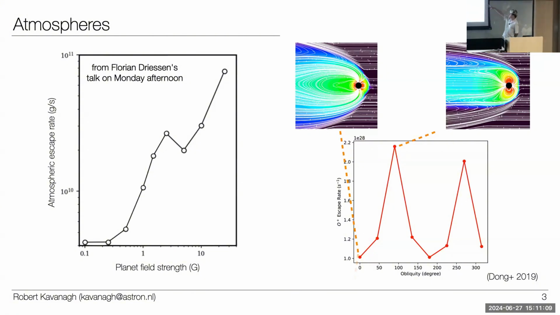Another thing which I'm particularly interested in is geometry, more specifically, how this magnetic field is oriented relative to the stellar wind coming in and obviously radiation from the star. You can see how the escape rate of one of these atmospheric tracers varies depending on the angle the magnetic field makes with this incoming flow.